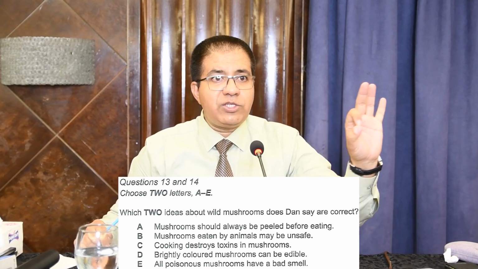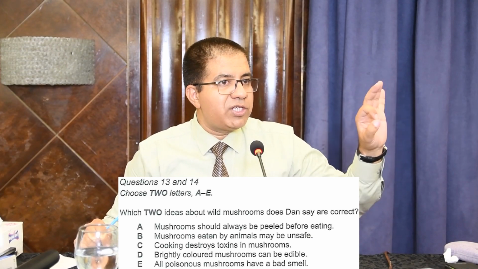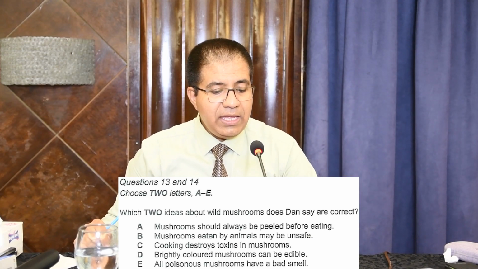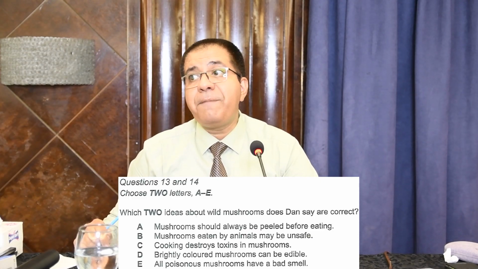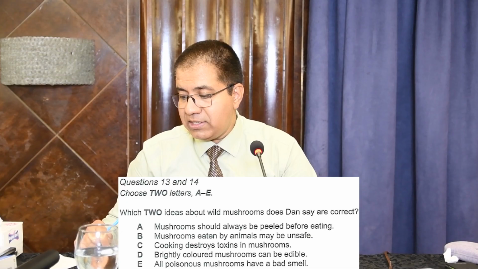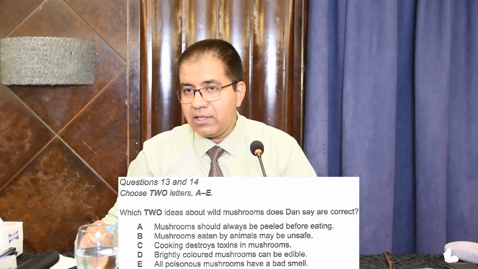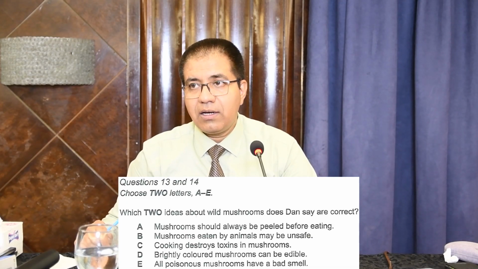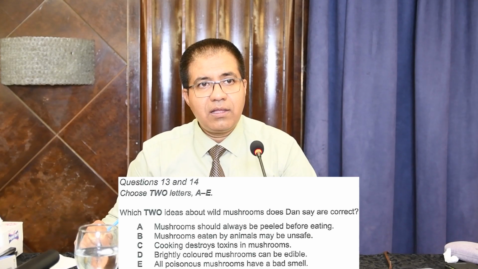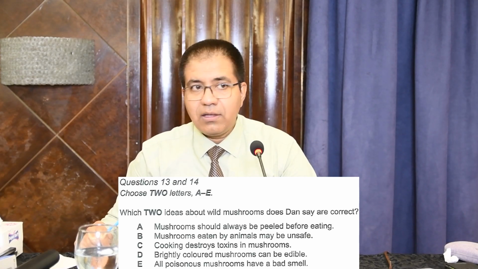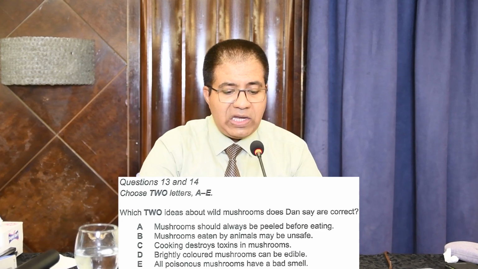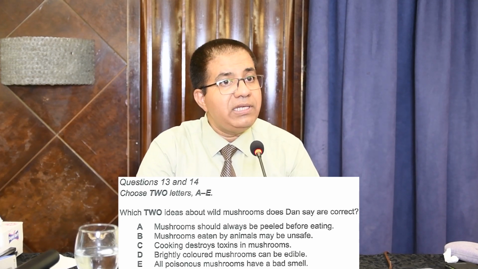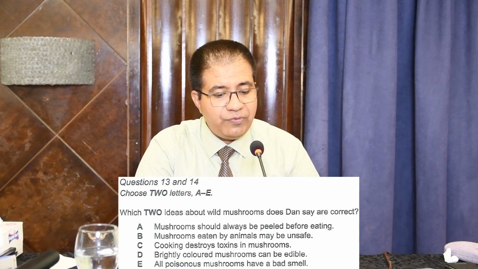Okay, don't listen to people who say it's okay to eat mushrooms that are pale. Here, brightly colored. So it means don't listen to people. Pale is a dark color, right? Now listen here. Dull. This is completely untrue. Some edible mushrooms are bright red, for example. So brightly colored mushrooms can be edible, yes. Right? So the first correct answer is option D.